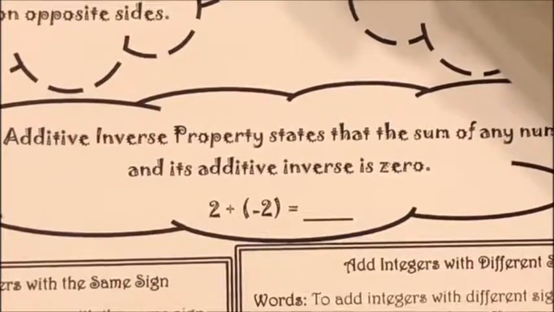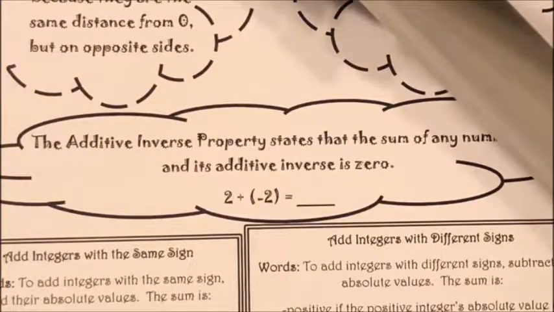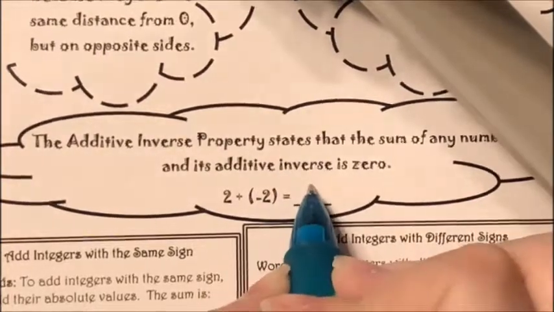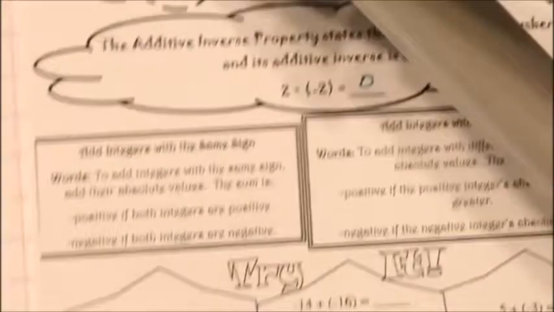In this other cloud, it says the additive inverse property states that the sum of any number and its additive inverse is 0. So 2 plus negative 2 equals 0. Okay, so a couple of different things we want to look at.